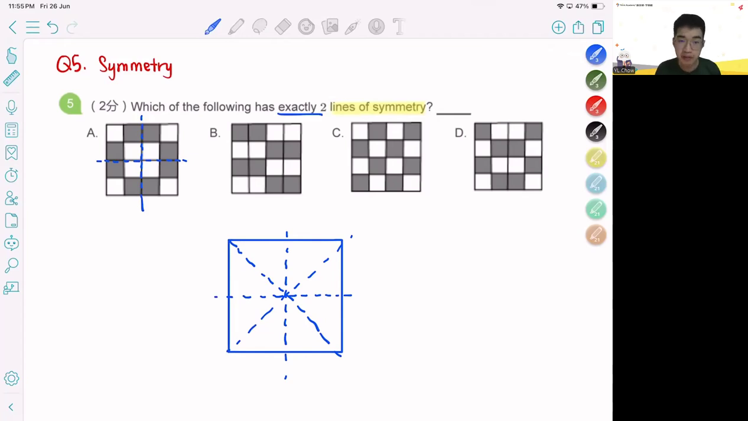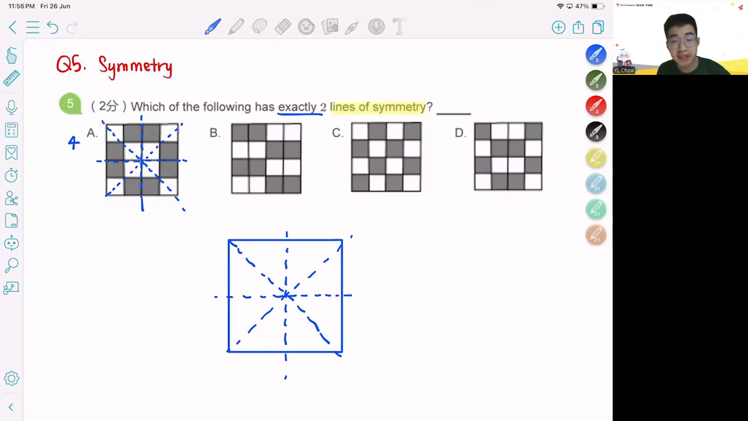But in figure A, you notice that if I draw a diagonal along this direction, whatever happens on one side and whatever happens on the other side are also exactly mirror images of each other. That means this diagonal line is also a line of symmetry. Likewise, the other direction's diagonal is also a line of symmetry. Both sides look exactly the same. So figure A has 4 lines of symmetry.